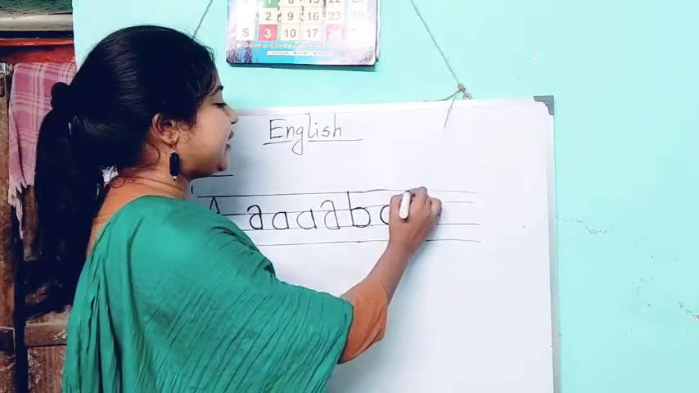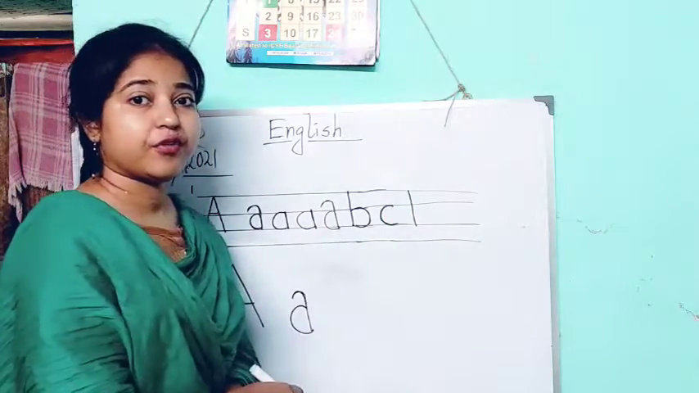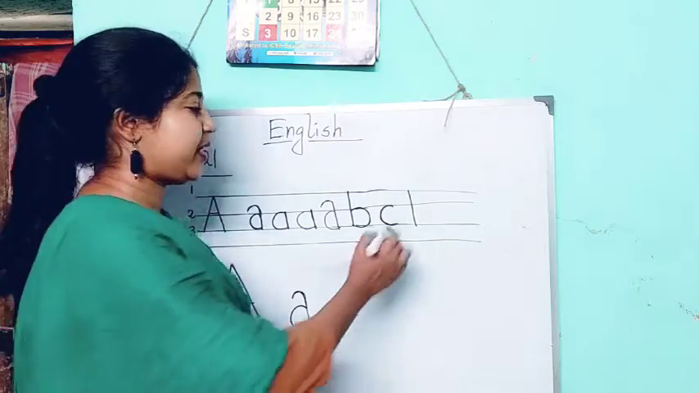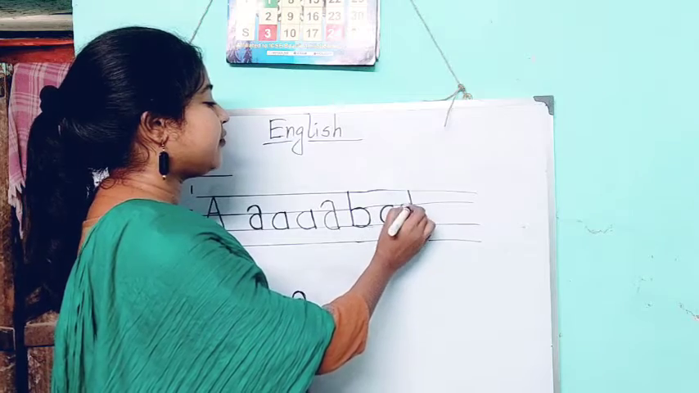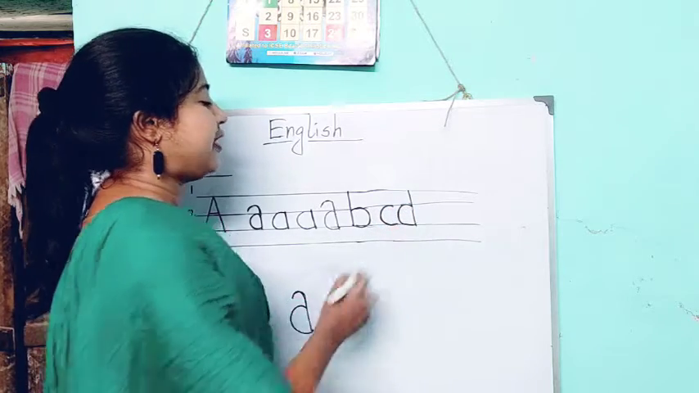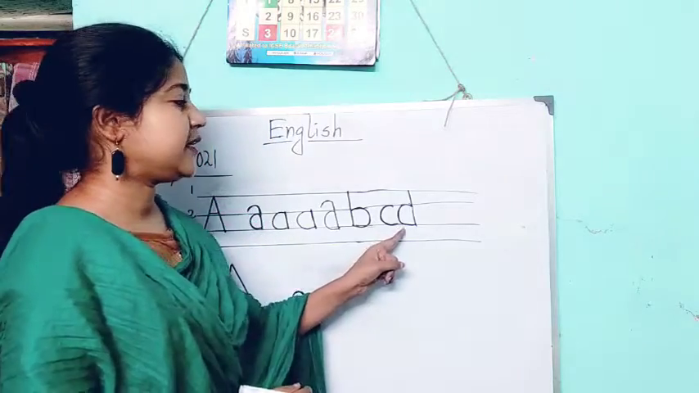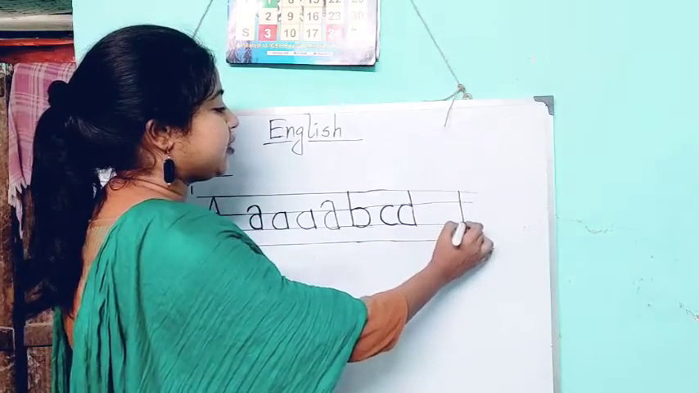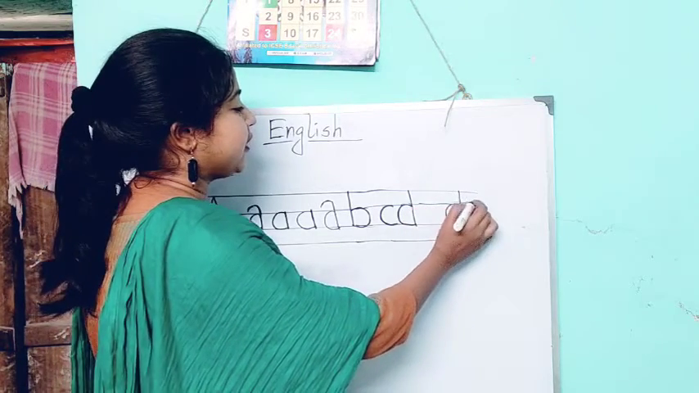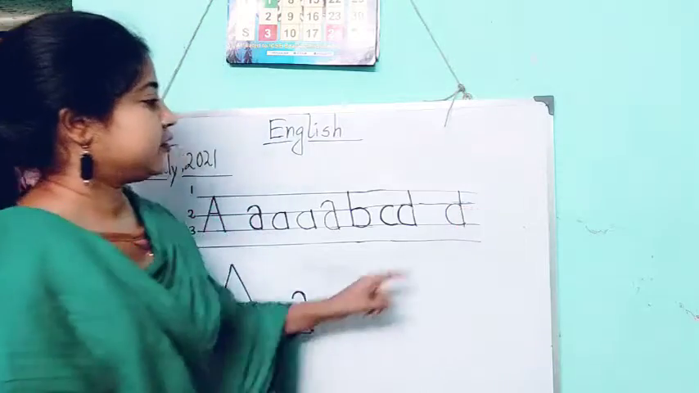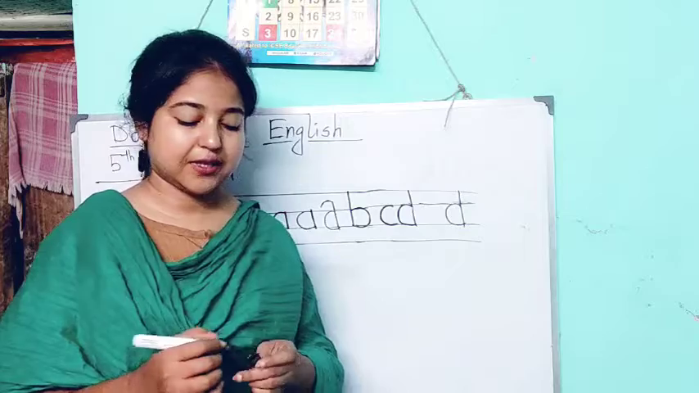For writing d, you will draw a straight line like you have drawn for b. In the same way, you will draw a straight line from 1 to 3. And then you will draw a curve to your left side. So this is d. I am showing you again. Draw a straight line and then draw a curved line, okay? So do not cross the lines while you are writing.